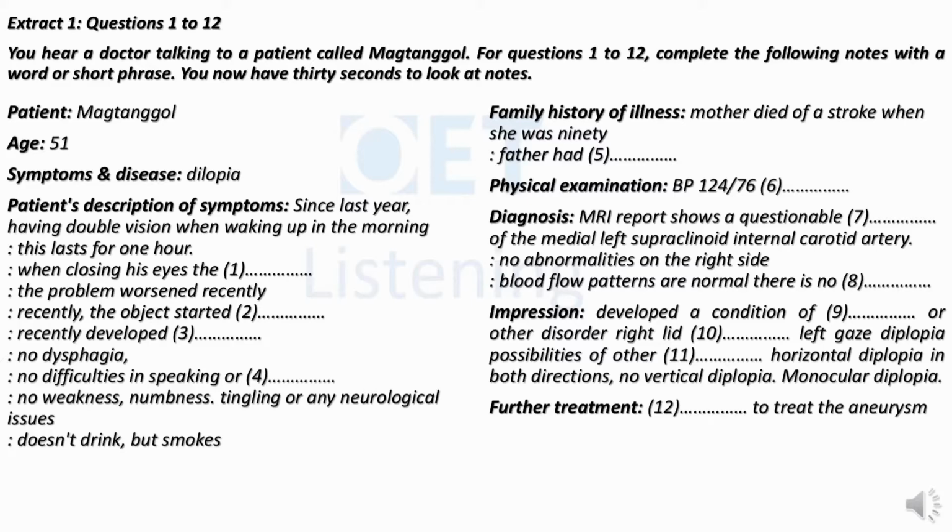There are possibilities of other extraocular abnormalities. You have horizontal diplopia in both directions, but there is no vertical diplopia. You have monocular diplopia. Is it curable, Doctor? Yes, of course. I would advise you to have a craniotomy and clipping done. This is a surgery performed to treat an aneurysm. However, you have to be very careful after the surgery because a rupture may cause you to lose your vision. I think I should go for this surgery at any cost, Doctor. You are right, Mr. McTaggle.